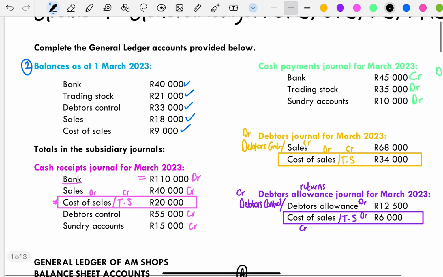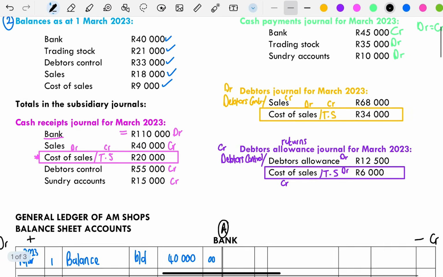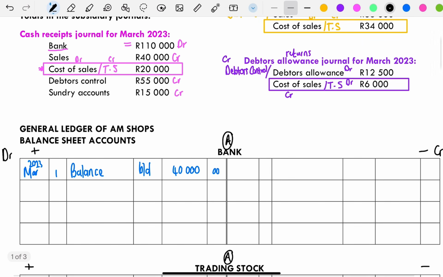Right, so then we start with the very first column total that we had, and that is the CRJ's bank column. So CRJ's bank says we must go and debit 110 in bank. So then I go to the debit side and I put 110,000 on there to show that, yes, we started with 40,000 in bank, but now we've received 110. So we've obviously got more. This is on the last day of March. March has 31 days. We don't have to write the month again because we've already written it on the debit side.